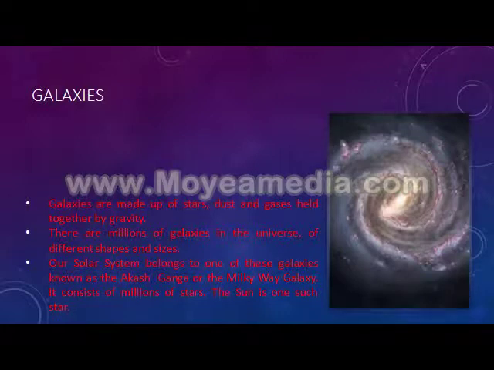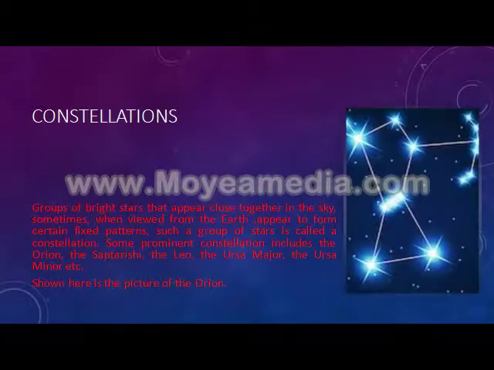This galaxy is named so because it is like a white band. It consists of millions of stars. The Sun is one such star. There are millions of stars in the sky. Some of the stars appear to be arranged in patterns called constellations. Legendary tales of courage, beauty, and evil surround these stars.